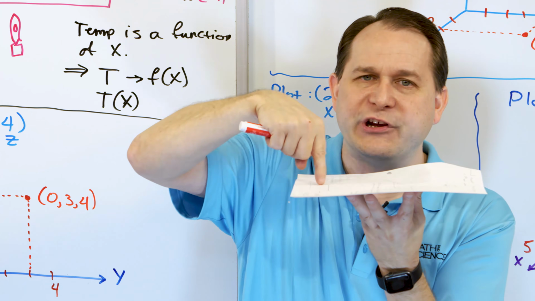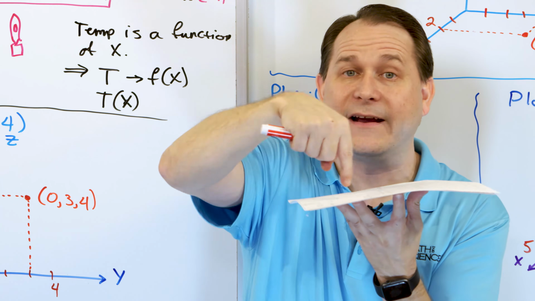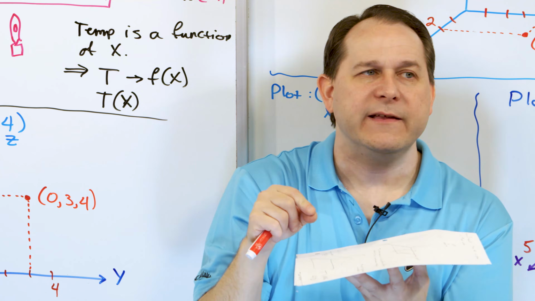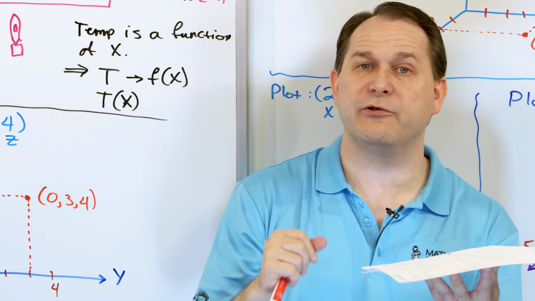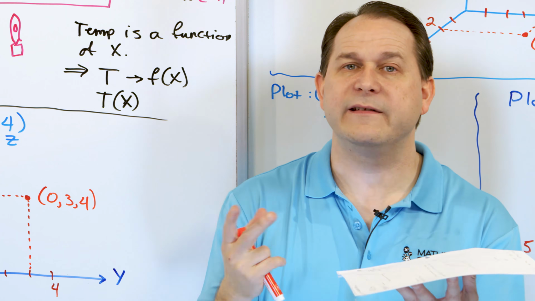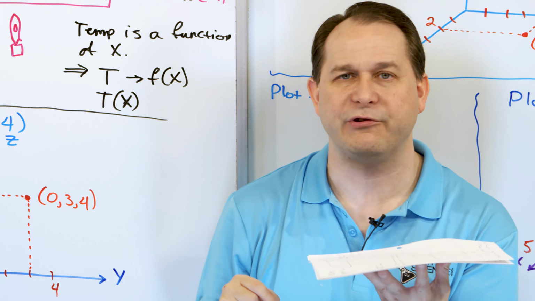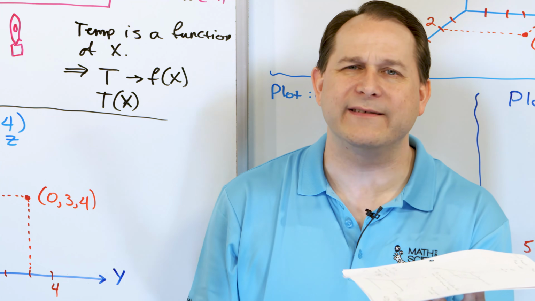So the location in the plate is going to be given by X comma Y. But at that point is a temperature T. The temperature might be 10 degrees Celsius. The temperature might be 50 degrees Celsius. The temperature might be 0 degrees Celsius. But every point in this plate is going to have a different temperature. How would you graph or represent something like that?